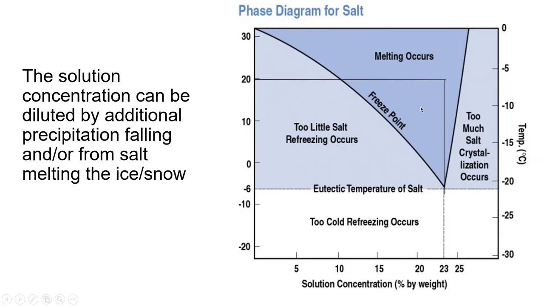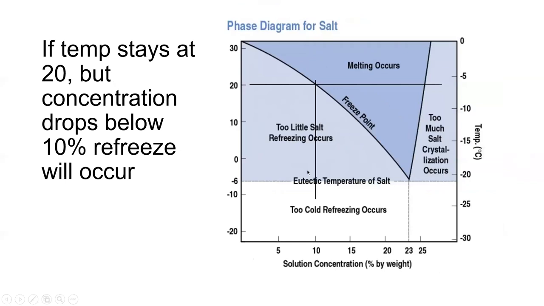Now, the solution concentration can be diluted by two factors, either by additional precipitation falling or that melted ice or snow also causes dilution. So we're always working to try to maintain that balance of dilution of solution. So if you have a 20 degree pavement temperature, but the concentration falls to 10%, you have too little salt and you're going to get refreeze again.